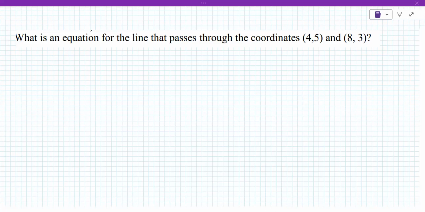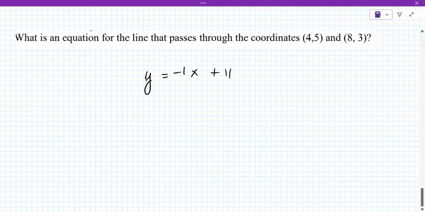Okay, y equals negative 1x plus 11. So if I tried the ordered pairs here, 5 equals -1 times 4 plus 11, that doesn't work. So there's a problem with your slope. Go ahead and recalculate your slope, please.